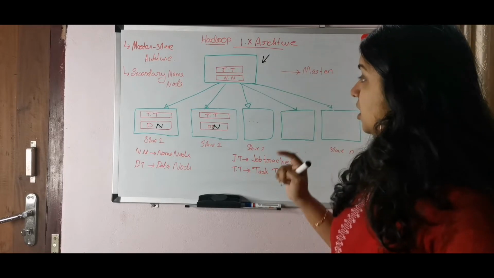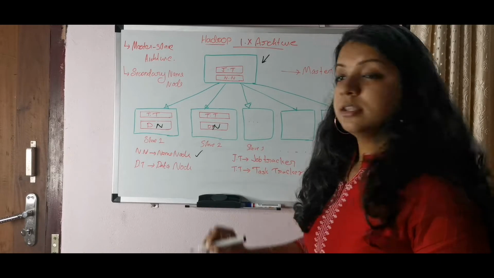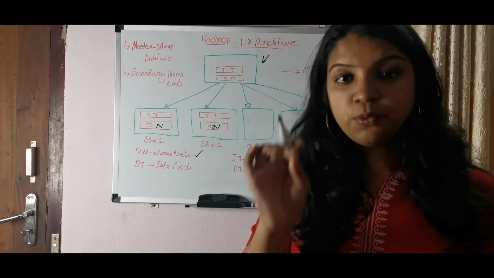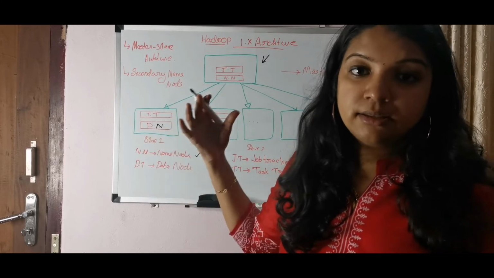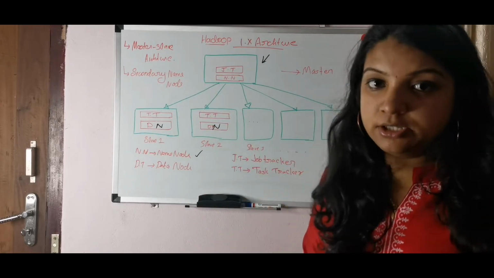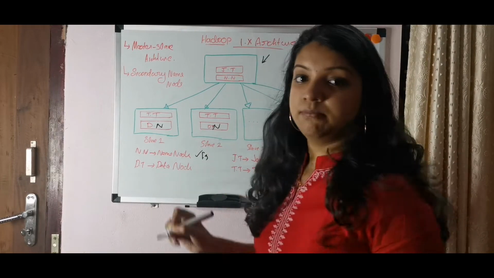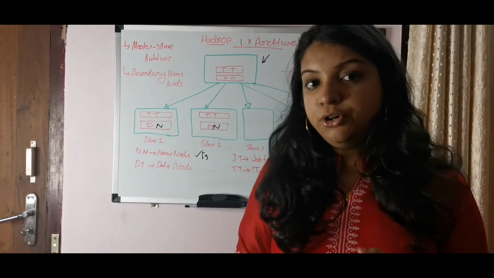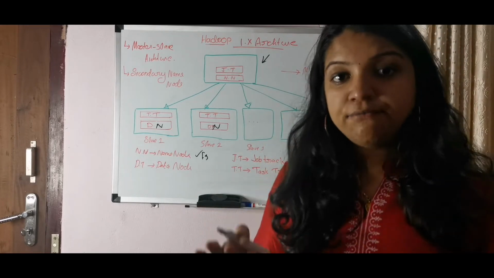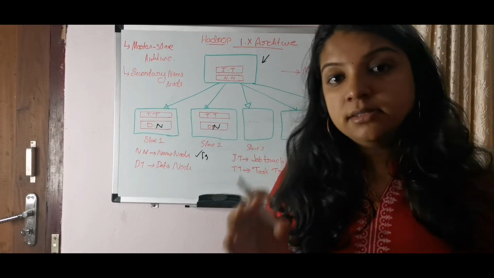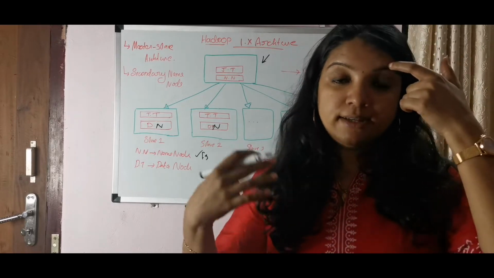So first one, the name node. The name node is the first point of contact to this master and slave Hadoop 1.x architecture. The name node does not store any kind of data, but it stores the FS image. FS image means file system image, that means the metadata.